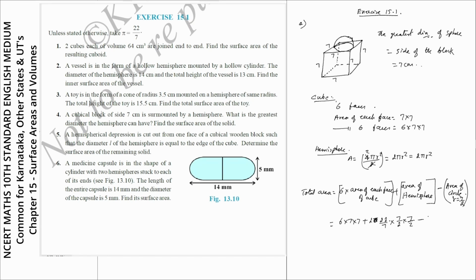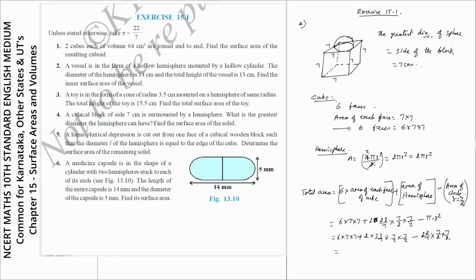That area will be pi into r square. Okay, so 6 into 7 into 7 plus here 2 into 22 by 7 into 7 by 2 into 7 by 2. Here minus pi is 22 by 7 into r is here 7 by 2, 7 by 2 into 7 by 2.